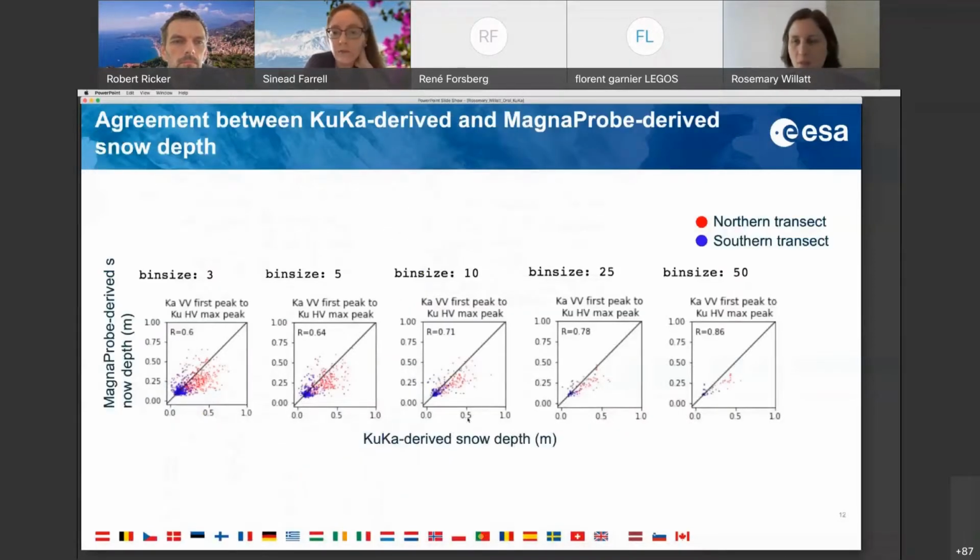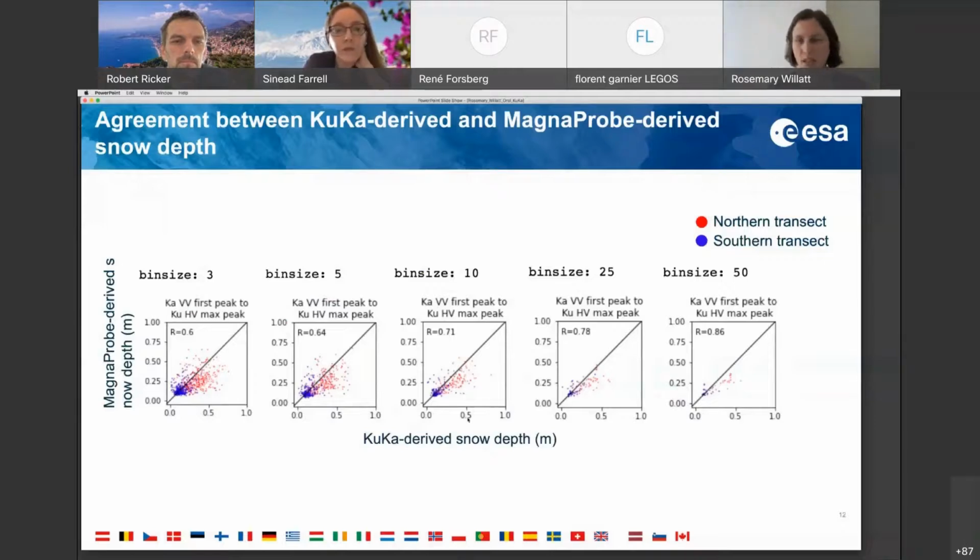This is doing this a different way. It's the same type of analysis, but this time, instead of looking at the first peak and the last peak in the Ku-band data, I'm using the Ka-band co-pol data to tell me where the air-snow interface is, and I'm using the Ku-band cross-pol data to tell me where the snow-ice interface is.